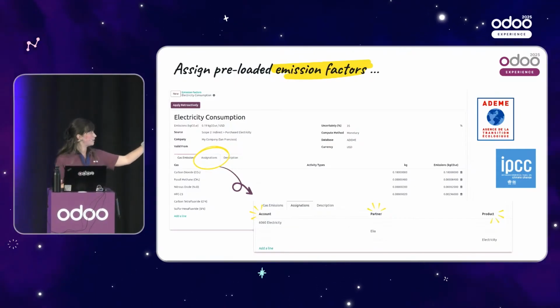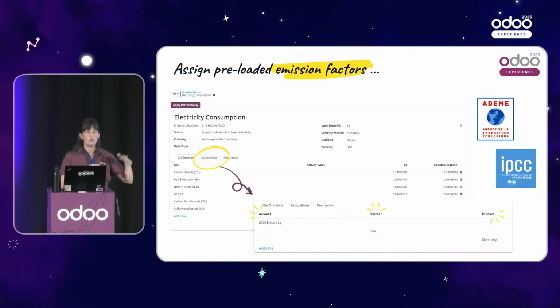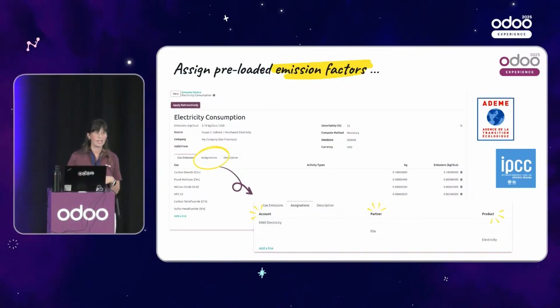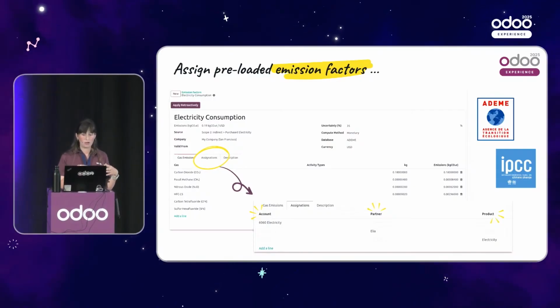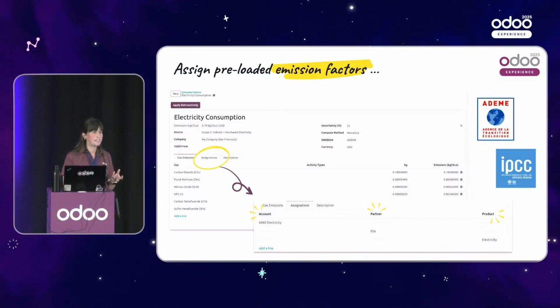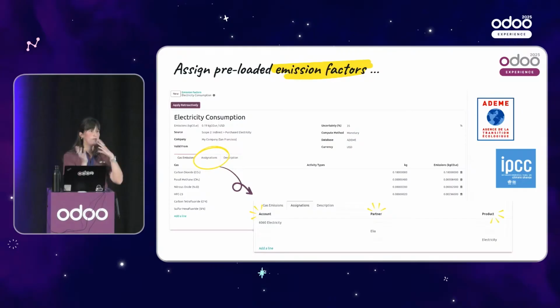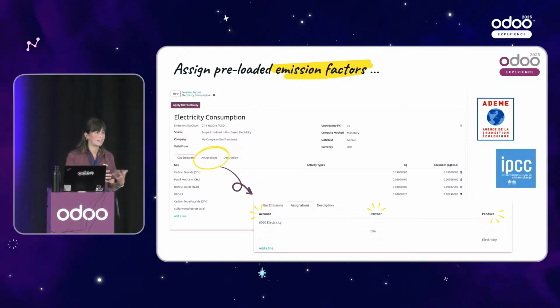So here you can see that there are different assignation rules based on product, partner, and account, which means that when I receive a bill about a computer product, each time I receive this bill, automatically the computer emission factor will be applied to what I have bought.